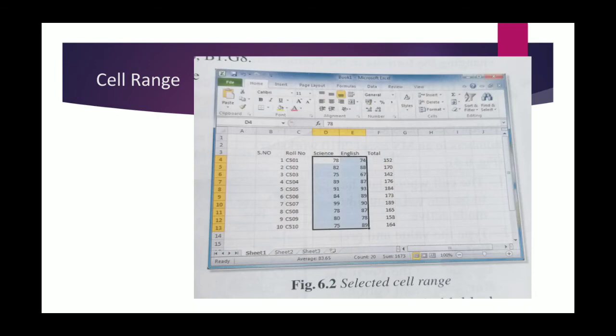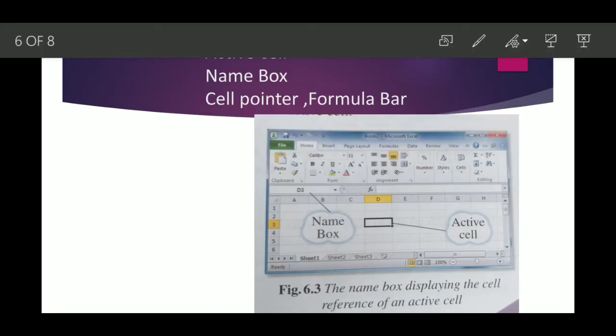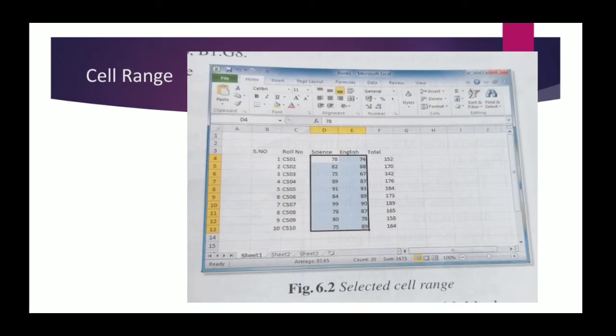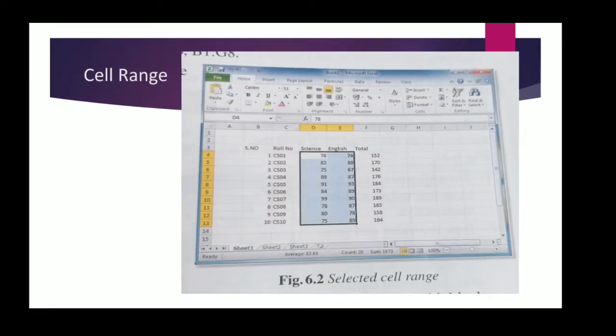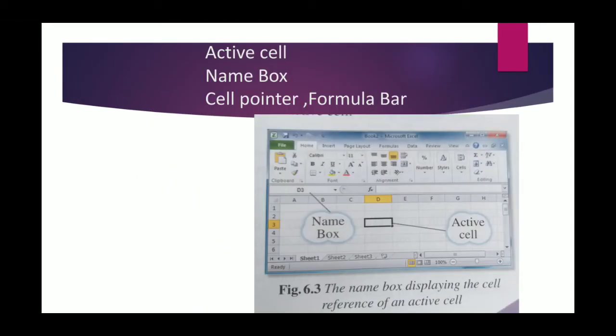To select a cell range, you can see the selected cell range in figure 6.2. Press the left mouse button at D4, drag it diagonally to E13 and release the left mouse button. This is the selected cell range.